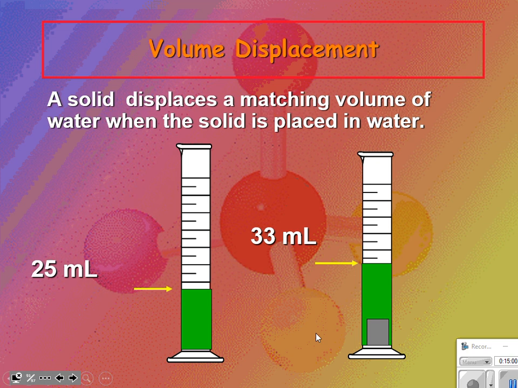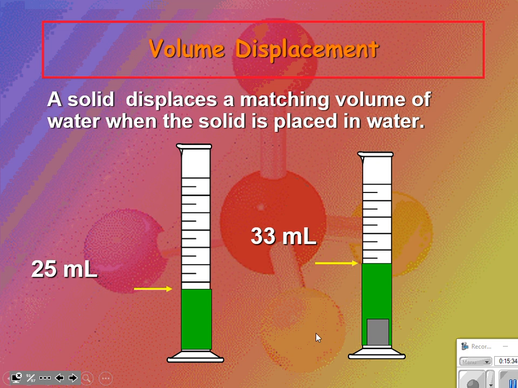Well, if the level of the water goes up to 33 milliliters, what must be the volume of that block? 8 milliliters, right? Now, that block looks like it's pretty much a rectangle, so we could probably have gotten that using length times width times height. But when would we want to use water displacement?